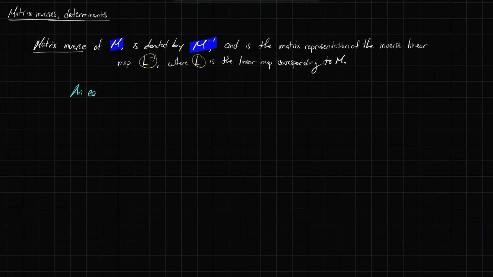An easier characterization, a British spelling there by accident, is that M, and then you take a matrix multiplication with its inverse, gives you the identity matrix, which you recall is 1, 0, 0, dots, 0, 1, 0, dots, 0, 0, 1, dots. So diagonal ones and zeros everywhere else. And you also want M inverse times M to be the same. So that's an equivalent characterization. That's actually a lot of times easier. This is how we try to find them. But what they actually are is the matrix representation of the inverse linear map.